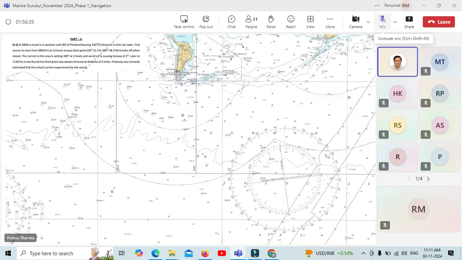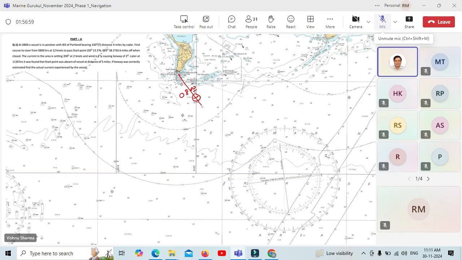Okay. Now here's the question, guys. At 8 o'clock, a vessel is in position below Portland 330, 4 miles with radar. So 330 is in this direction, like this. So somewhere here is the 8 o'clock position. Am I right, guys?